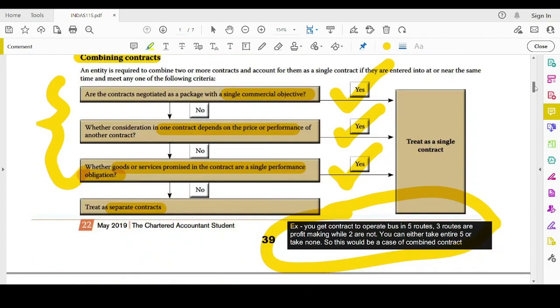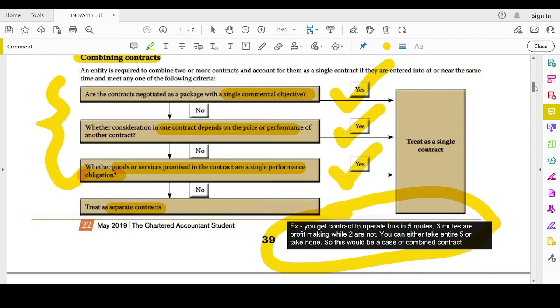Now we will take a practical example to understand whether it is a combined contract or a separate contract. I operate buses. Now I get a tender to operate five different routes from a government. The tender order states that I have to take the five routes, three of which will be profit making for me and two of which will be loss making. And I can either take the five routes as a whole, or I have to leave all five contracts.